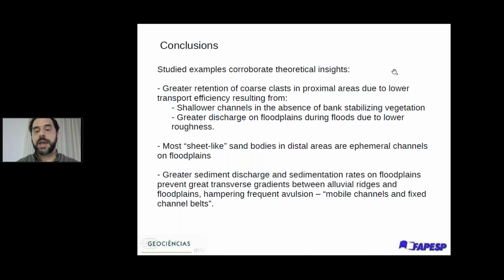Those systems would have a very increased... It would be much more difficult for those systems to bypass sand to distal areas. But on the other hand, given that they would have a much larger discharge on the floodplains, it's very easy to see that they would preserve much less mud.